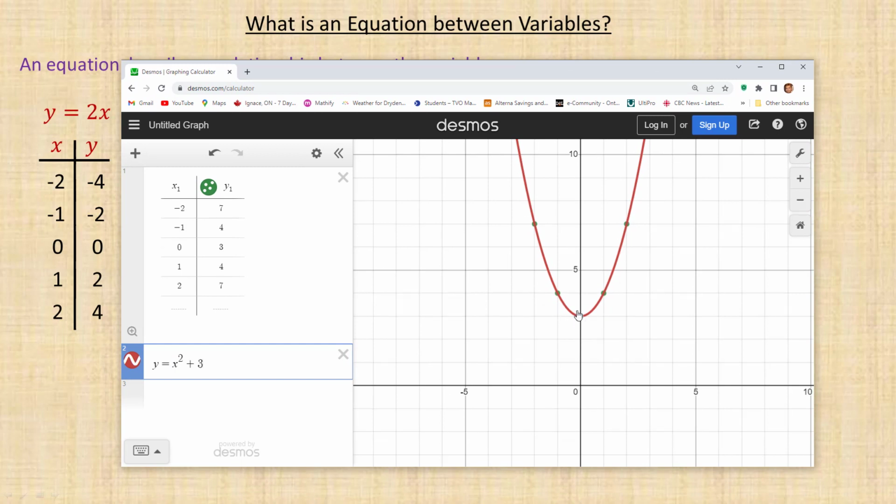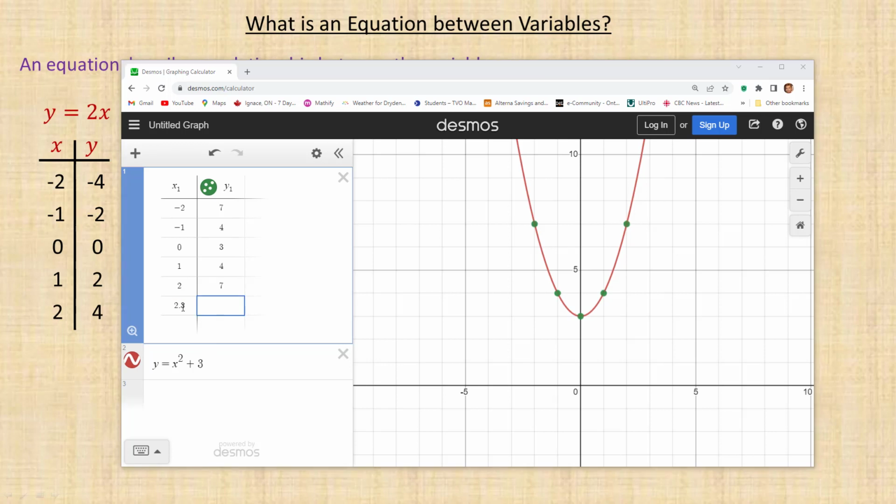Now, I only used 5 ordered pairs in my table. If we take any other point on this curve, let's find a kind of arbitrary value here. I just clicked anywhere, it doesn't really matter where. So 2.3, 8.29. Let's put that in the table. 2.3 and then 8.29. So there's that point right there.